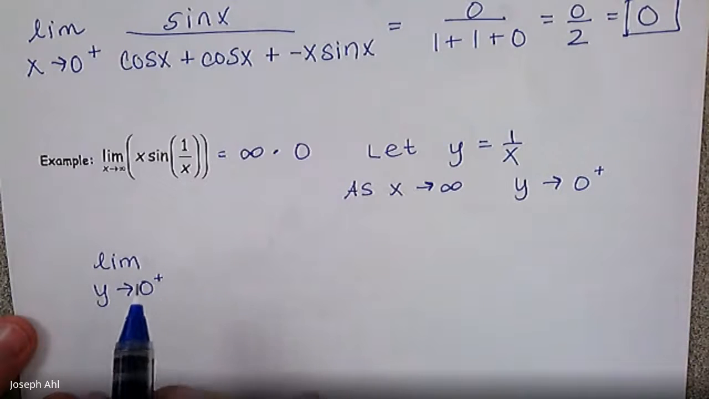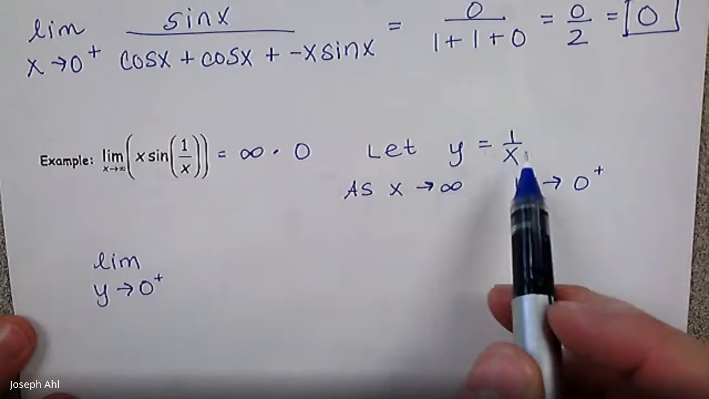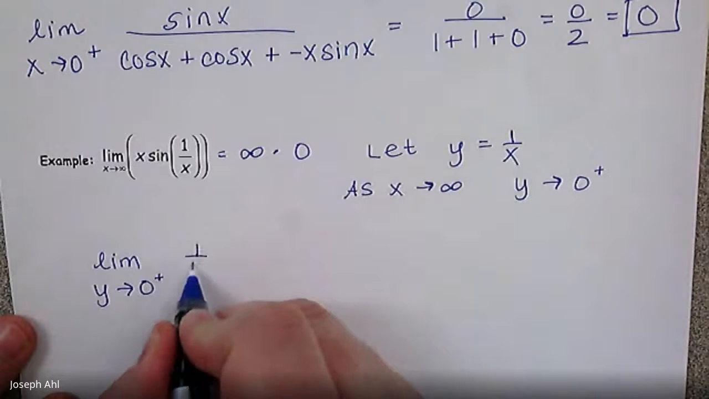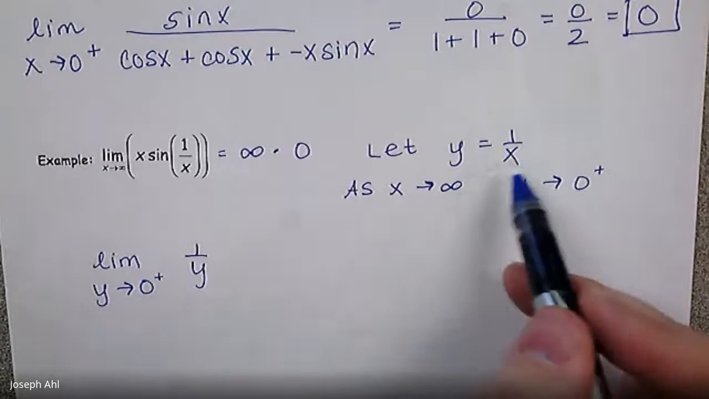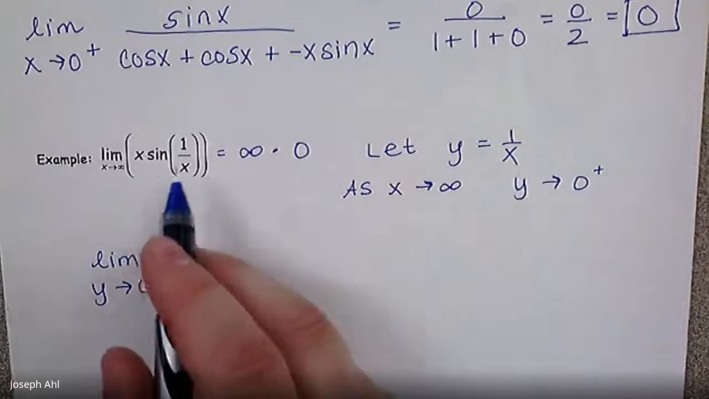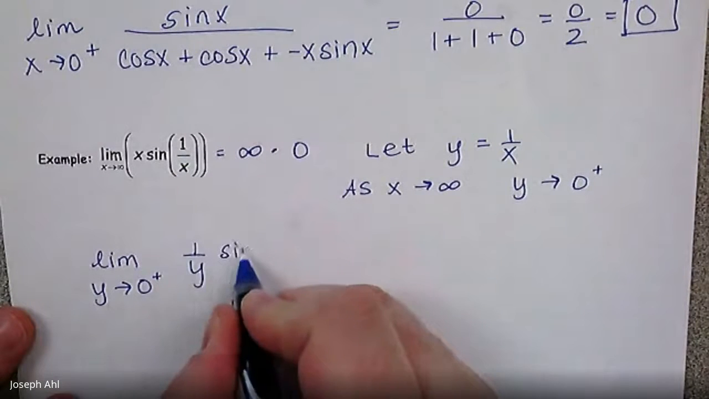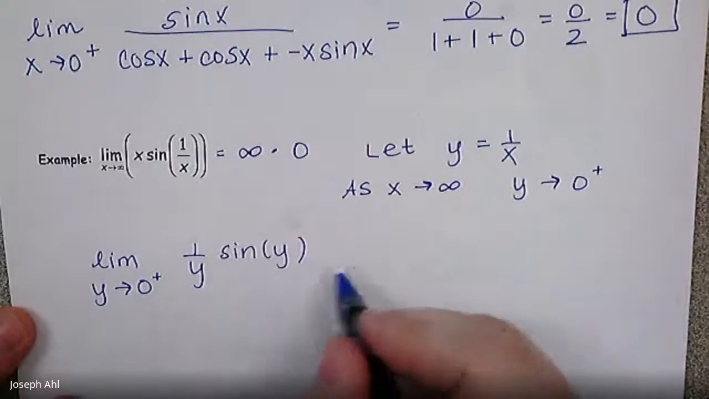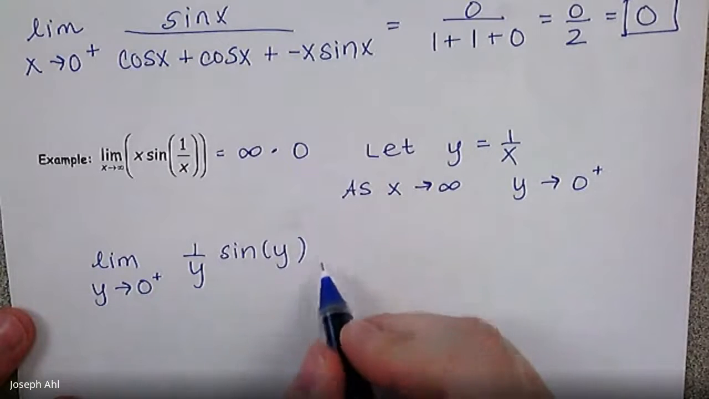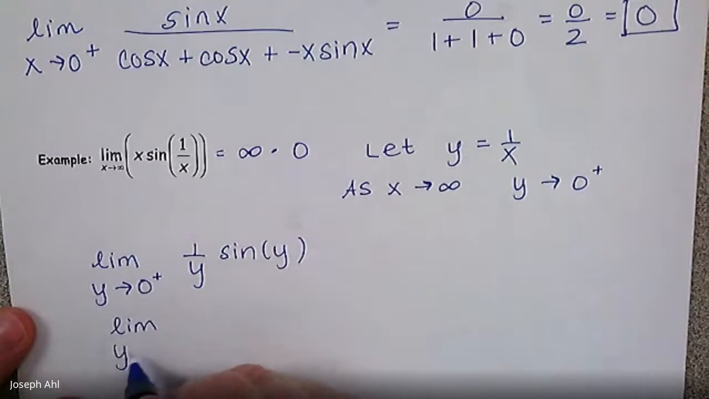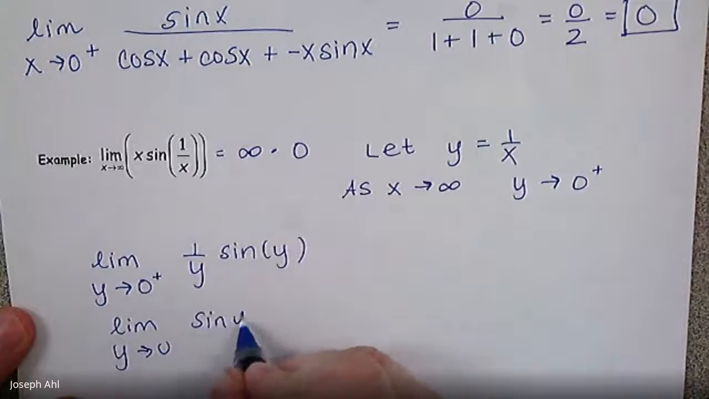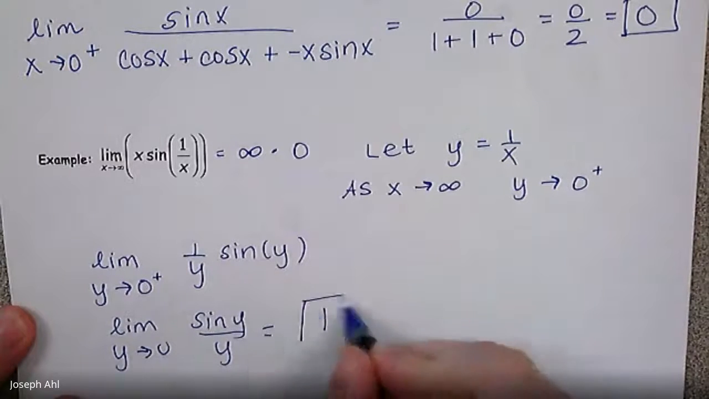So let's see. I have to replace x. What is x really equal to? X is really equal to 1 over y. Okay, if we get x alone in this substitution, that's 1 over y. 1 over x is y, though, so that's sine of y. And you see where this is headed? So it's the limit as y approaches 0 for sine of y over y. World famous limit of 1.